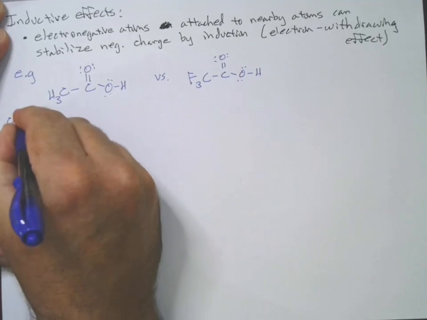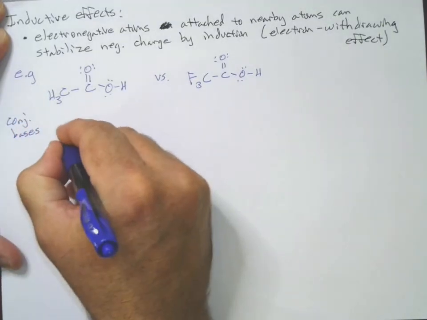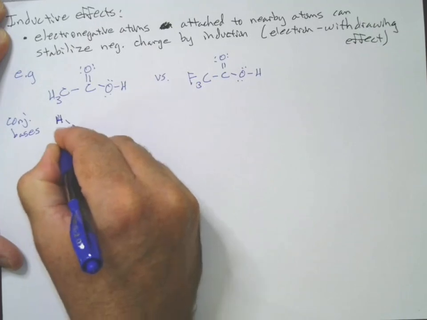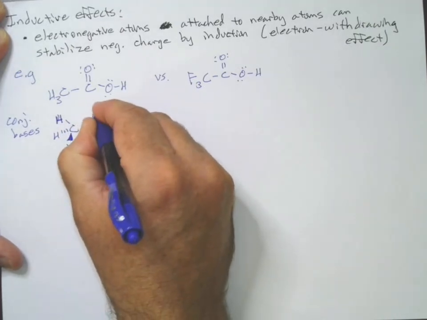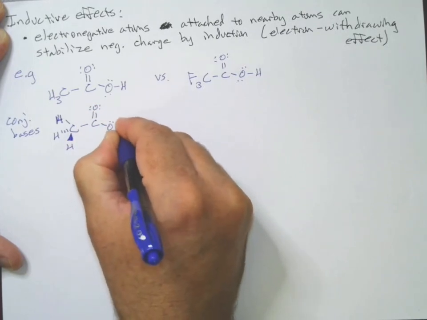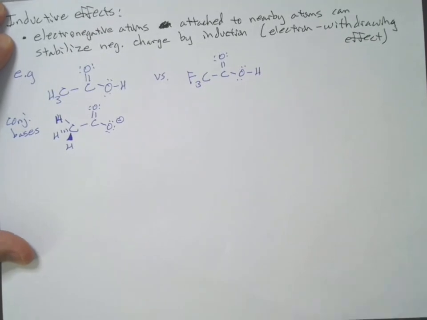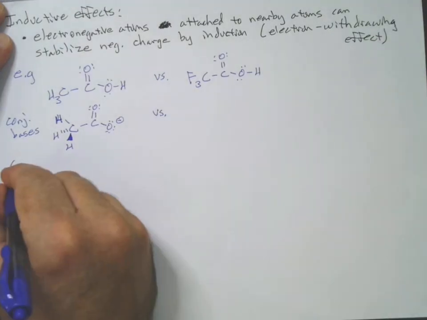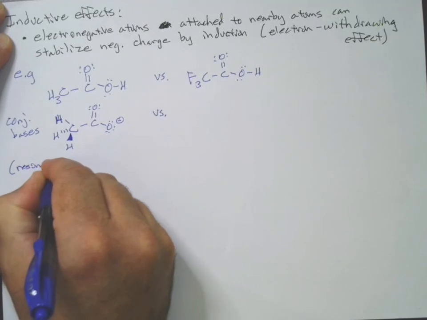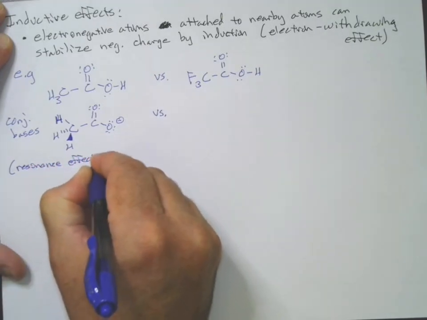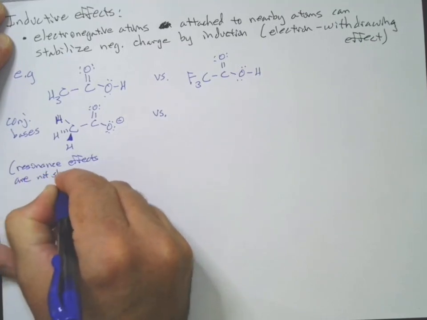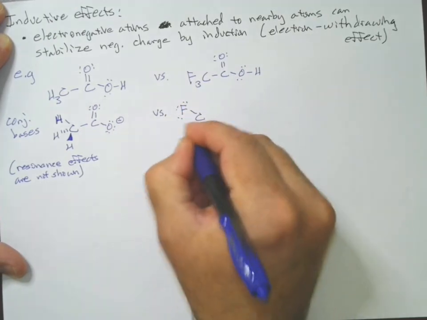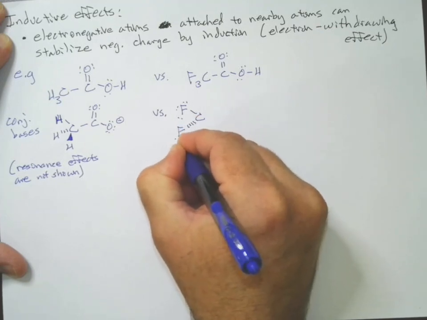If we look at our conjugate bases with acetic acid, we have C, and I'm going to draw these in here with my wedges and dashes. H, H, C, double bond O, O minus. I'm not going to draw the resonance structures here because they would be the same. We have the same delocalization, so I'm going to say resonance effects are not shown. And I'm going to compare that to my TFA, trifluoroacetic acid.